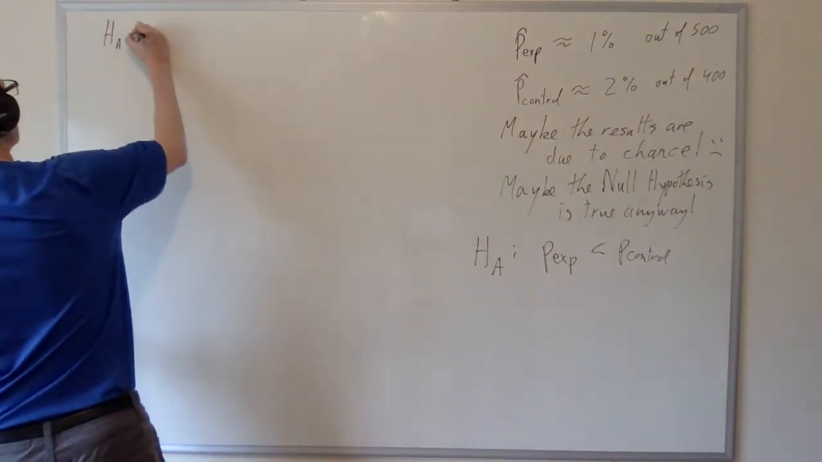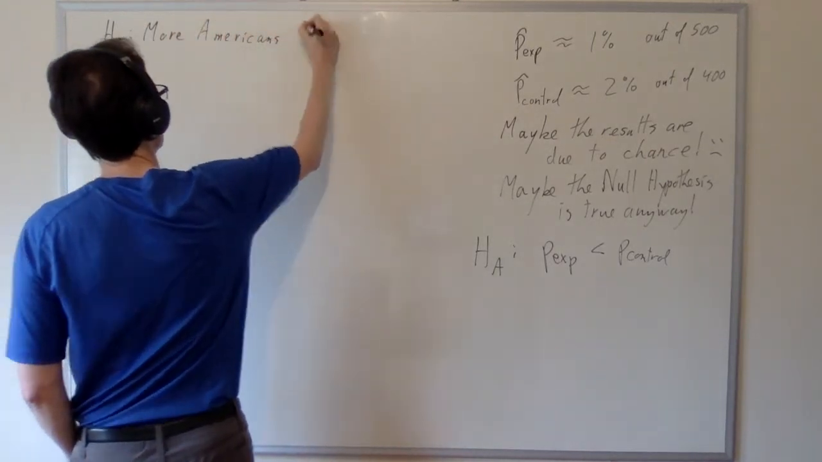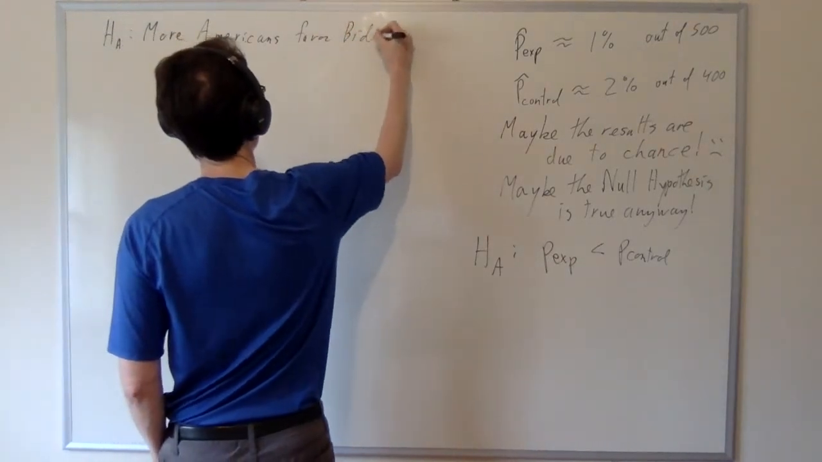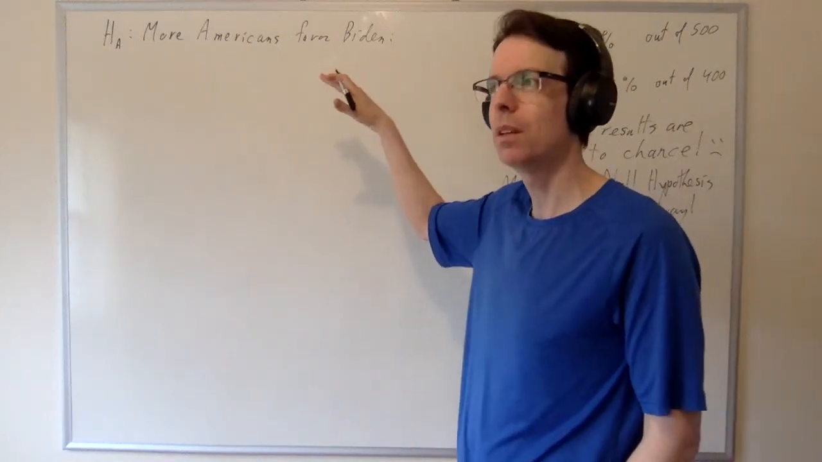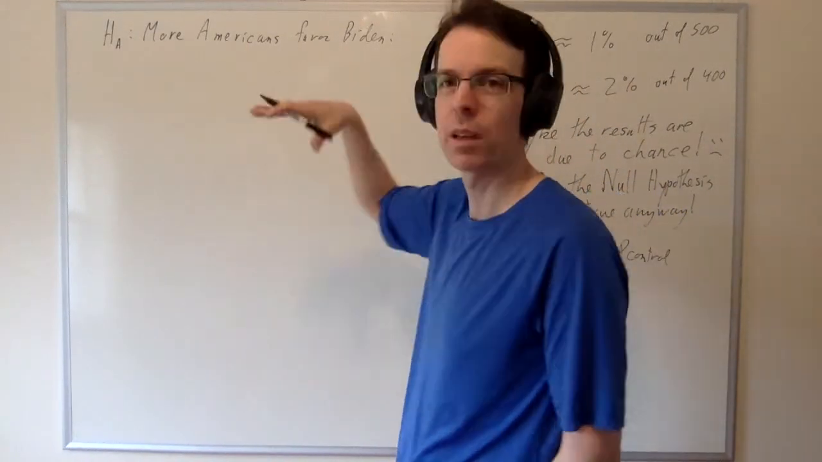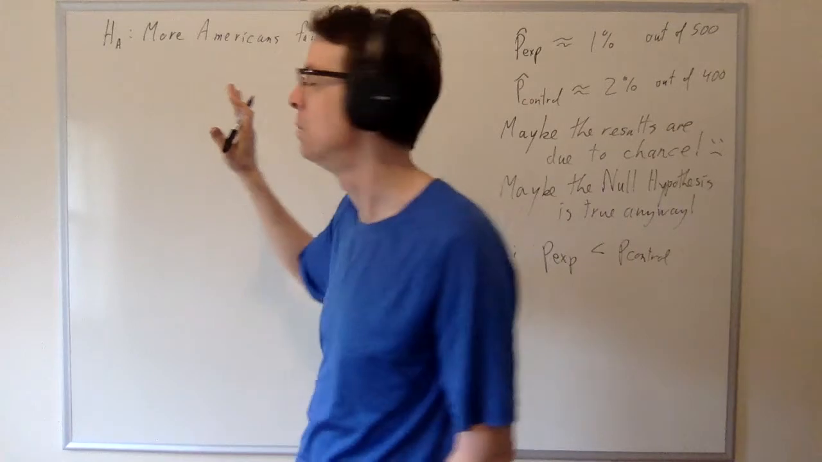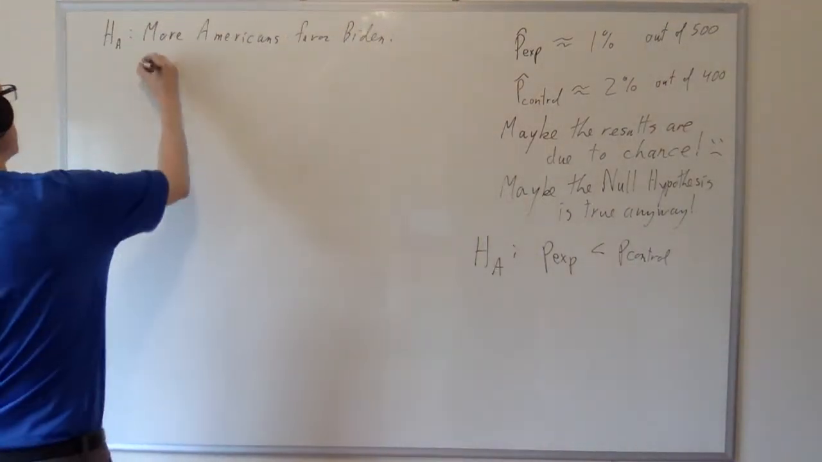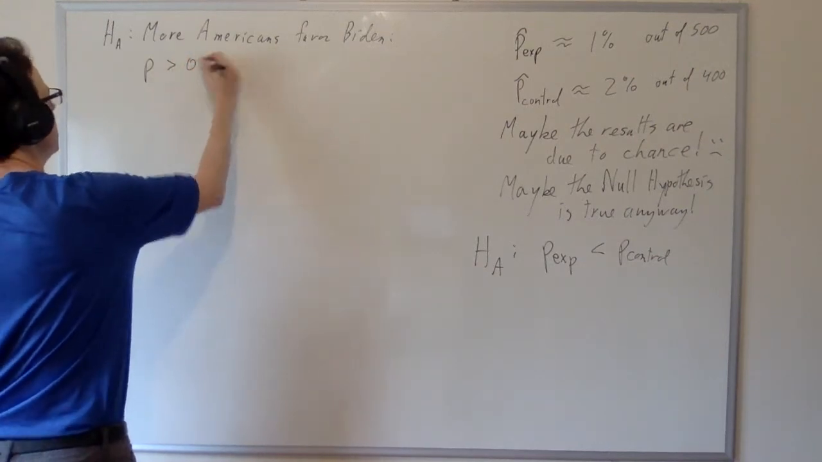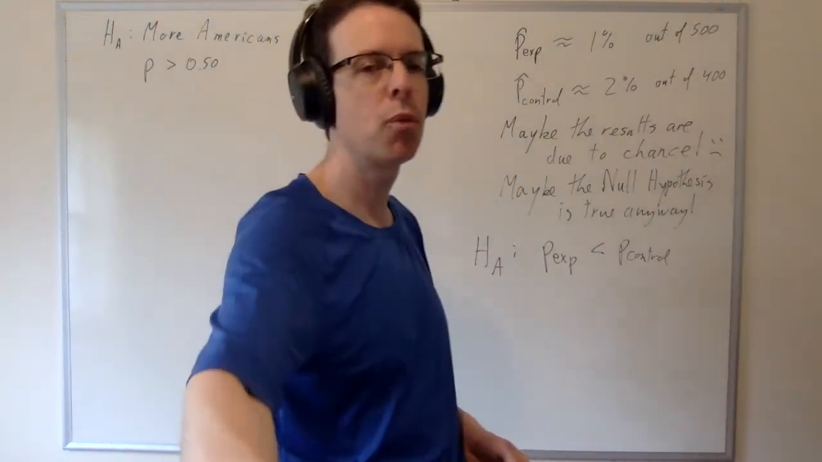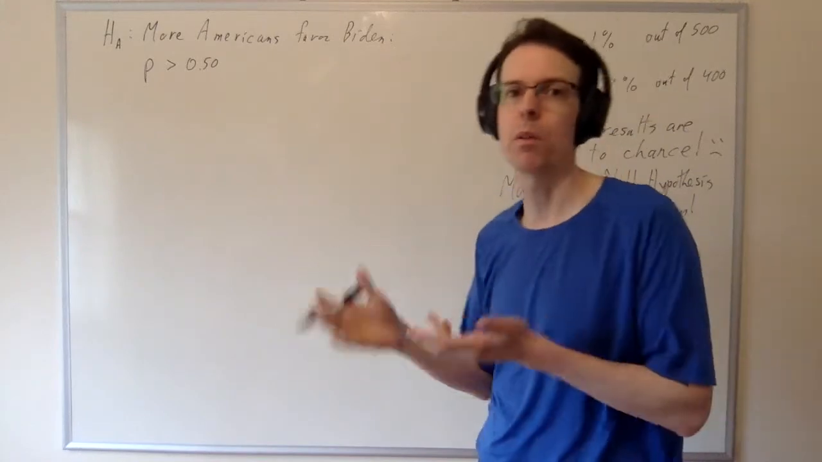So the alternative hypothesis, I'm going to state this kind of imprecisely, is going to be more Americans favor Biden. Now, depending on when you're watching this video, this might be talking about the Democratic presidential primary in 2020, or the presidential election of 2020, or it might just be really dated. But okay, so more Americans favor Biden. So the probability here is going to be greater than 0.5. And here I'm just using p, but what I mean by p is the probability that you or anyone favors Biden in this primary or the presidential election or whatever.